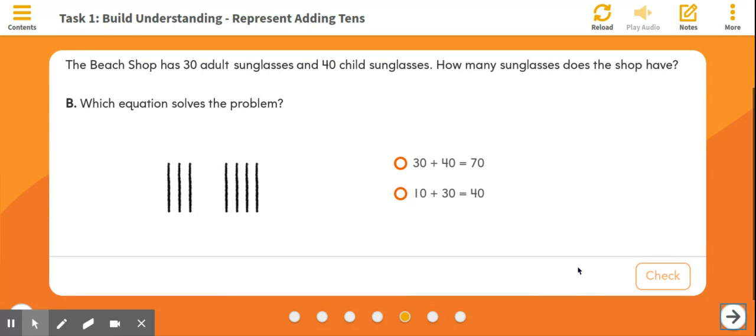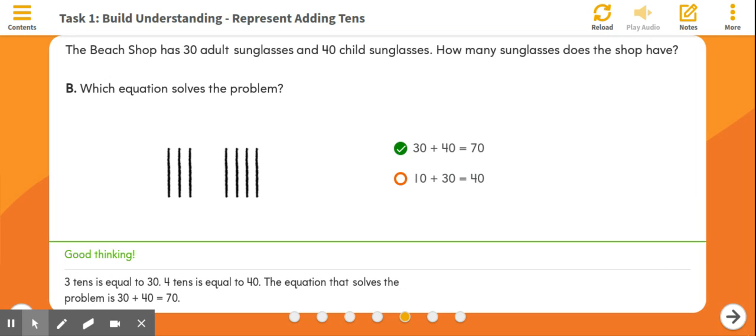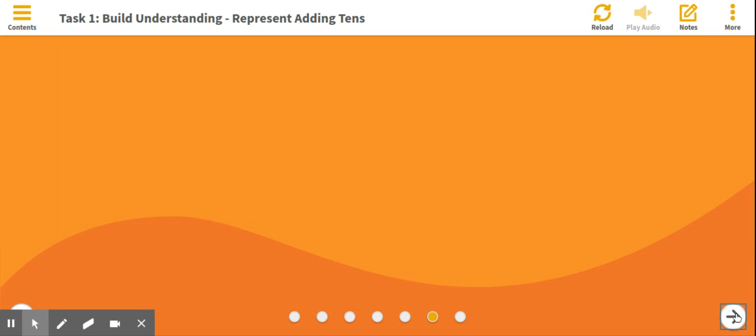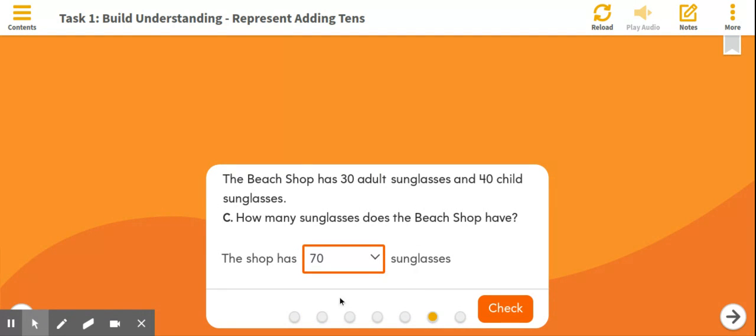All right, we're going back to our sunglass problem. So now we need to figure out which one of these equations is the same as this picture right here. So remember, we had 30 adult sunglasses, 40 children's sunglasses. So it would be this one right here, because 3 tens is the same as 30, 4 tens is the same as 40. It would be 70 sunglasses. So the shop has 70 sunglasses.